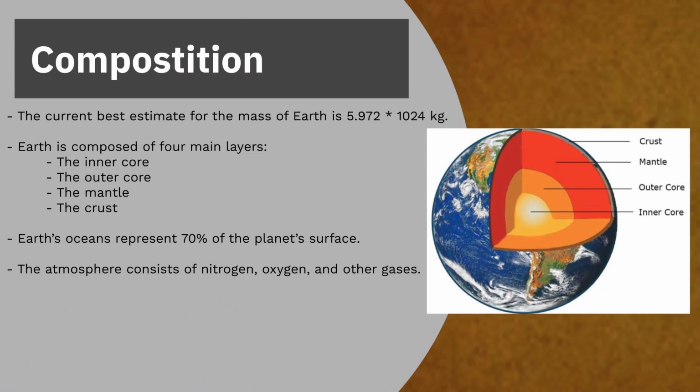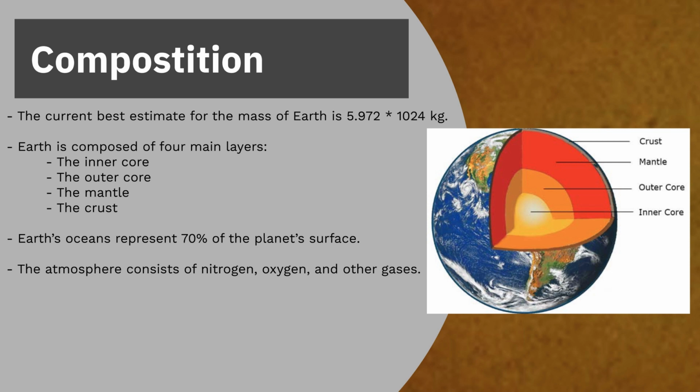Earth's composition. The current best estimate for the mass of Earth is 5.972 times 10 to the 24th kilograms. Earth is composed of 4 main layers, which include the inner core, the outer core, the mantle, and the crust. The inner core is a solid sphere made of iron and nickel metals, and it's almost 2,500 kilometers in diameter. The temperature in the inner core can be as high as 5,400 degrees. The outer core is about 4,600 kilometers and is made of iron and nickel fluids.